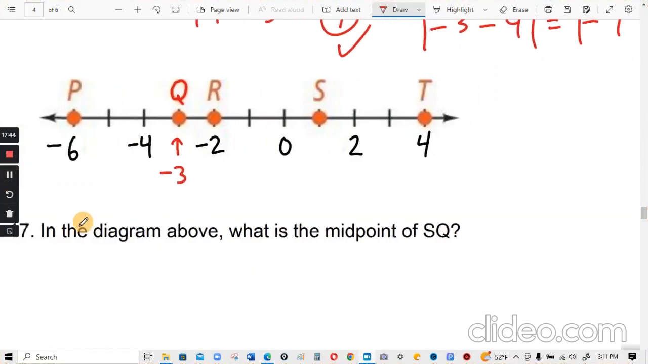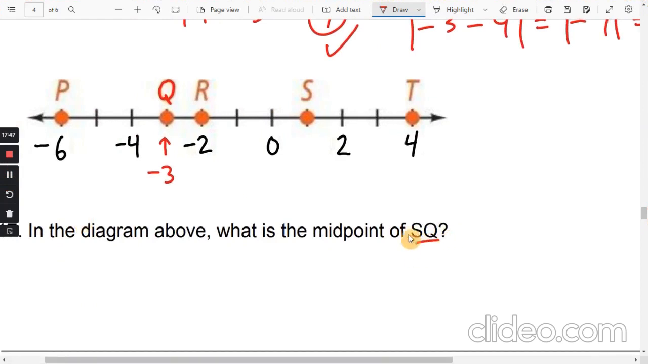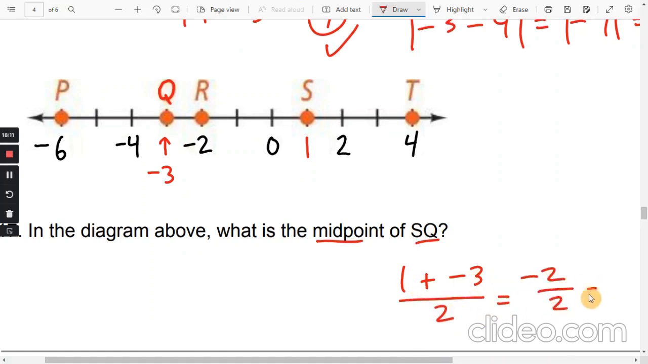All right, number 17, the midpoint of SQ. S is in between 0 and 2, so that's going to be a 1. Midpoint is the same as average, so you add and divide by 2. So S is at 1, and Q is at -3. You add and divide by 2. 1 plus -3 is -2. Divided by 2 is going to be -1. So right here would be the midpoint.